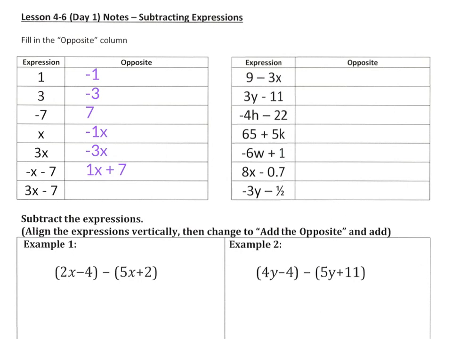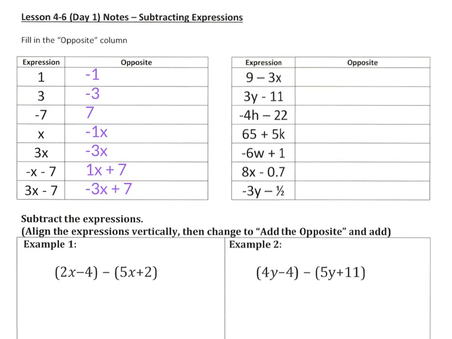The opposite of 3x minus 7 is going to be a negative 3x, because the opposite of 3x is negative 3x. The opposite of negative 7 is a positive 7. So the opposite of 3x minus 7 is negative 3x plus 7.